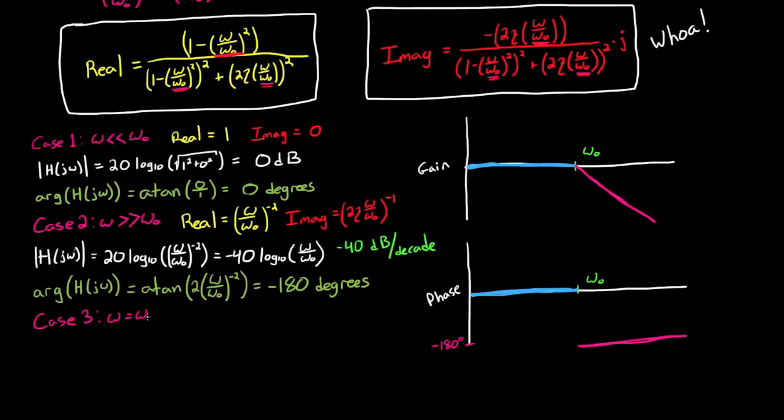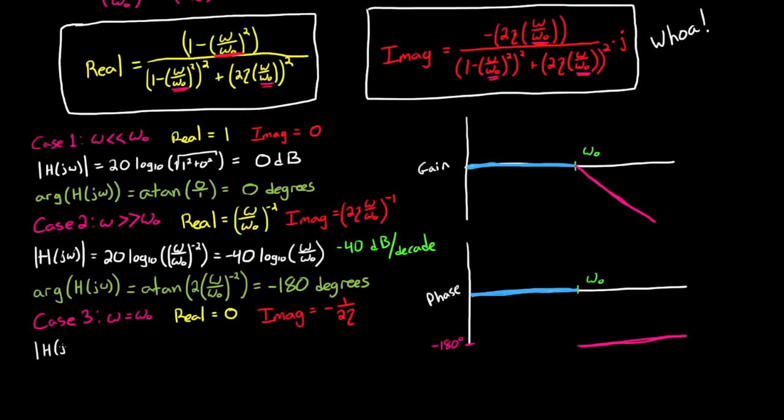For the third case, omega equals the break frequency omega naught. Now the ratio omega over omega naught equals 1. The real component is 0, and for the imaginary component you're left with minus 2 zeta divided by 2 zeta squared, or just minus 1 over 2 zeta.